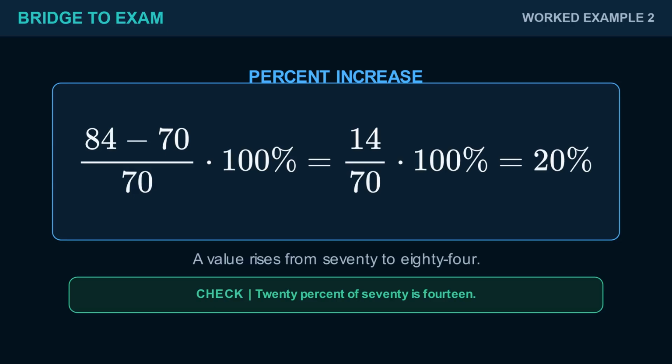Worked example 2. A value rises from 70 to 84. The change is 14. Divide the change by the original value, 70, and multiply by 100%. The increase is 20%. Check. 20% of 70 is 14.